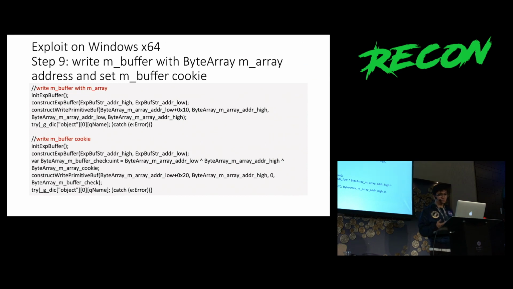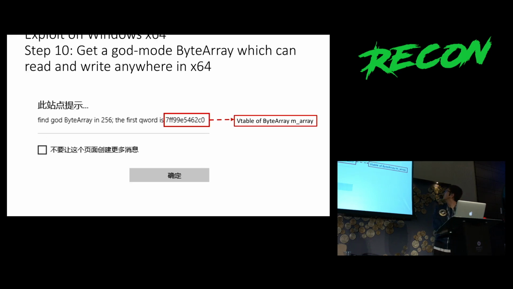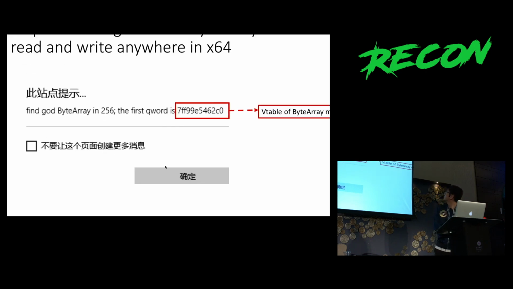After we have the ByteArray cookie, we will do the second write and the third write primitive to write mbuffer with the memory address and set the mbuffer cookie. And eventually, we have a God mode ByteArray which can read and write anywhere on the x64 platform. Here, you can see we leaked the table of memory here.